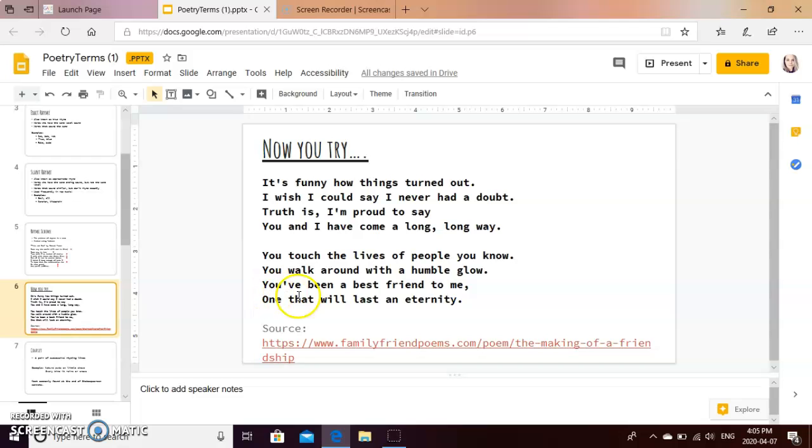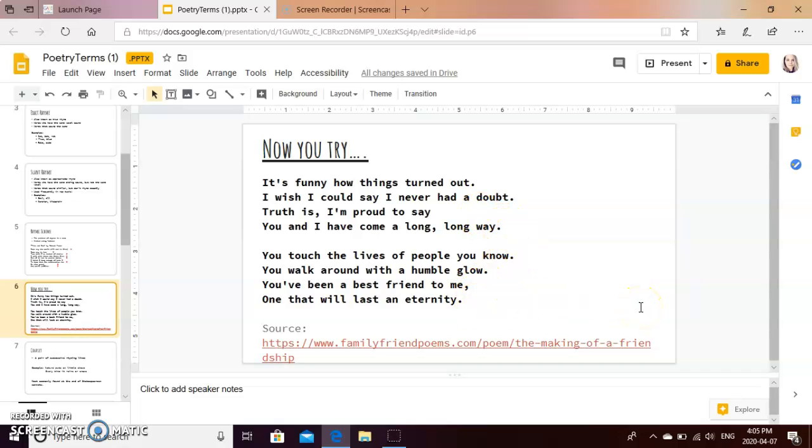The last two lines are, you've been a best friend to me, one that will last an eternity. Again, me and eternity rhyme. Their endings don't necessarily look the same, but when we say both of those words, the endings sound the same. But they don't rhyme with any of the lines we've already dealt with, so they get a new letter label of D, D. So our rhyme scheme for this poem is A, A, A, B, B, C, C, D, D.